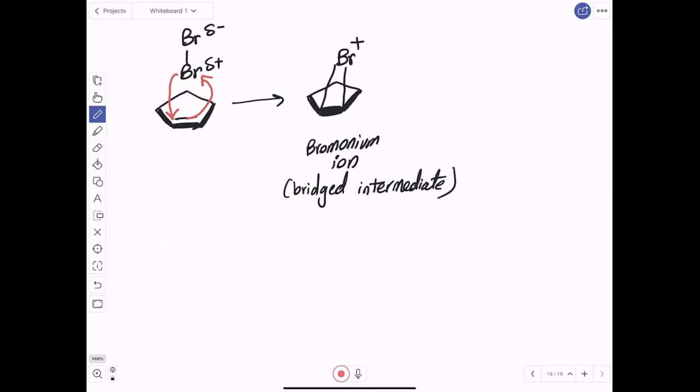So there is a bridged intermediate. The bromine is blocking one side of the molecule. Now the other nucleophile, which is bromide, will attack one of the carbons, but which one? Does it make any difference in this case? No.